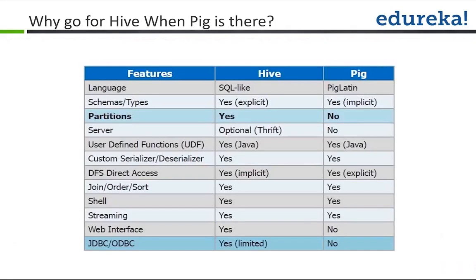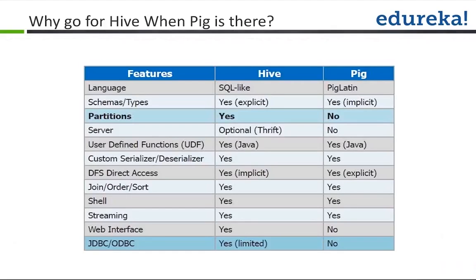In terms of the shell, both Hive and the Pig shell have their own interactive shell, which you can use to interact with the data set you have. Both have streaming support as well. Hive has a web interface where you can see the data set, see the tables, all those kinds of stuff, but Pig doesn't have any such interface.